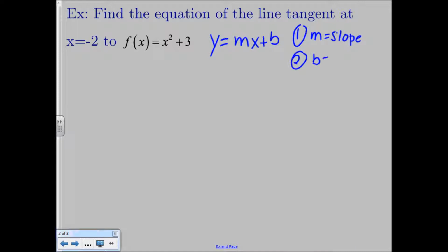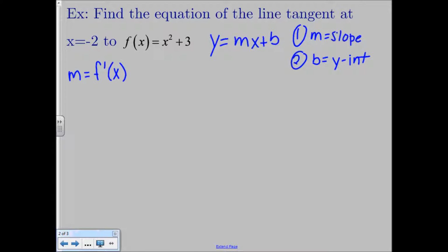We need to know b, so your y-intercept. So we need to be able to find both of those things in order to write the answer to the problem. So we're going to keep that in mind. So in order to find slope, we need derivatives. So our slope, our m, is really just f prime of x.